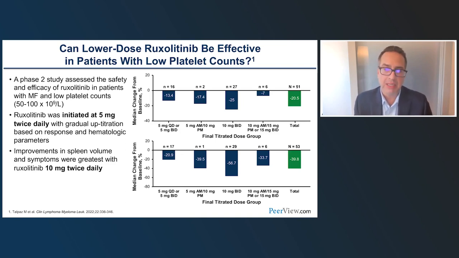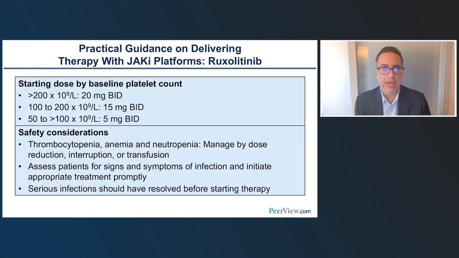As you can see by the waterfall plots that I have listed here, you really attenuate and compromise the spleen and symptom burden response at doses less than 10 milligrams twice daily. So if you can't get to 10 milligrams twice daily, you're unlikely to have a significant or meaningful impact on spleen and symptom burden with ruxolitinib. That's an important point to remember, particularly when you have patients where you can't get to 10 twice a day due to thrombocytopenia, and one is looking to achieve optimal JAK inhibition.